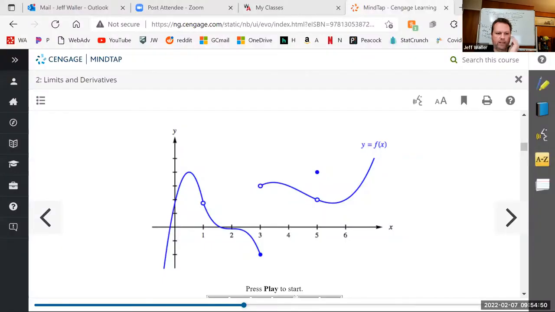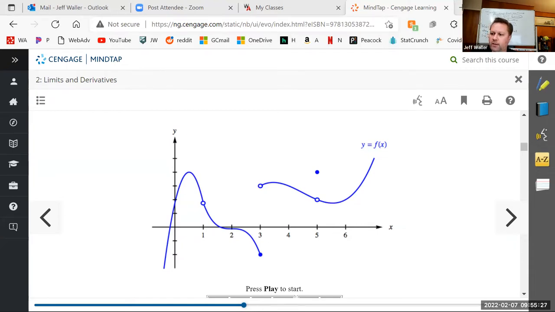So you'll see a problem like this in the homework and on the test or whatever. Won't be on the quiz next Monday. I'm sorry, it just goes up to 2-3. How many discontinuities does this have? Three. Good. Where are those discontinuities? At 1, 3, and 5. Yeah, x equals 1, x equals 3, x equals 5.